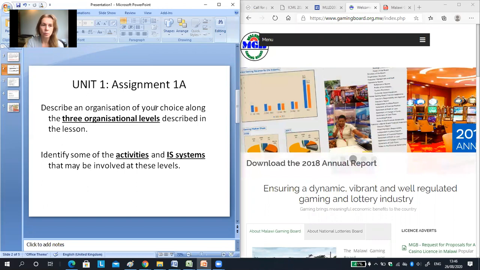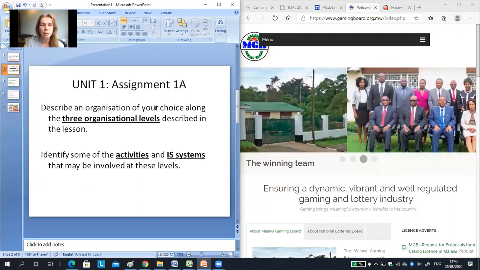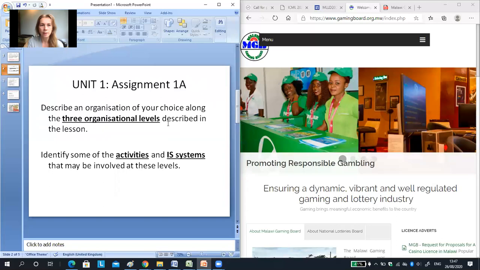The first thing to do is to make sure you are clear about the requirements of the assignment. There are two things that make up this assignment. One is to describe an organization of your choice along the three organizational levels, and that is the pyramid you are familiar with. Operational level at the base, managerial level in the middle, and the executive at the top.